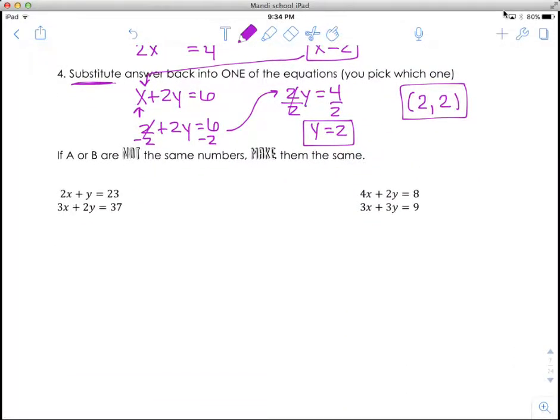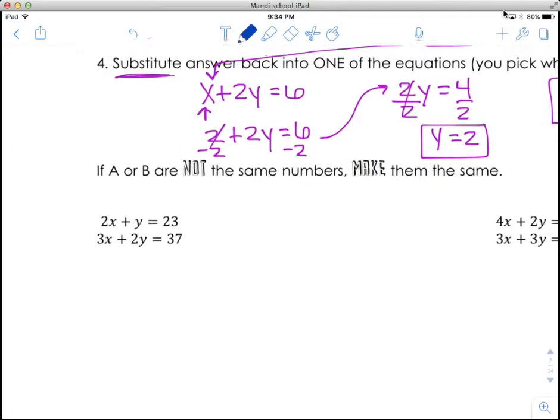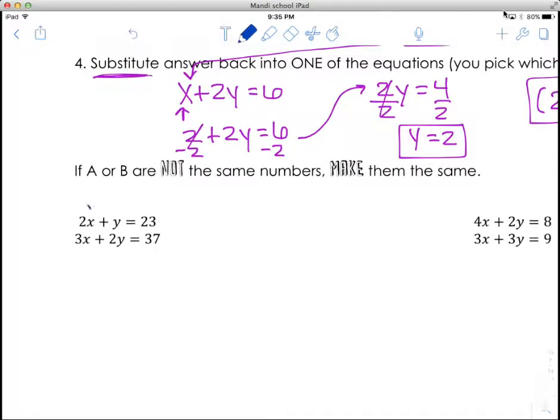Okay, now sometimes when you look at a problem, you don't have two that are the same. So if we look here, we have a 2x and a 3x. Those aren't the same. We have a y and a 2y. Those are not the same. So we have to do something to one or both of the equations to make them the same. So I'm going to focus on this y column right here. You don't have to focus on y. You could focus on x. It doesn't matter. But if this were a negative 2y, then it would cancel.